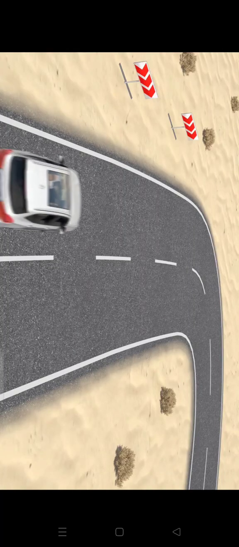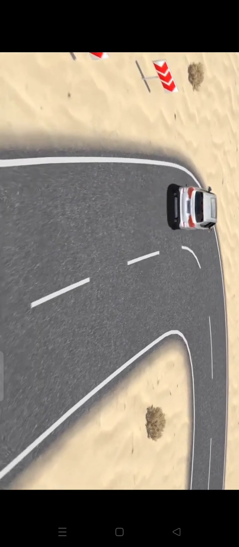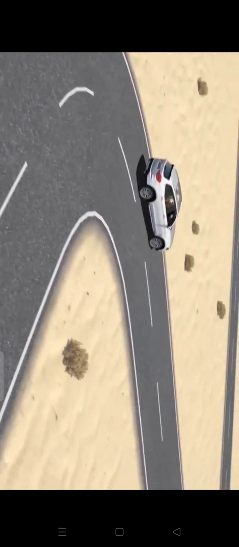Turn warning sign. It is a rectangular sign with a white background. Inside it are red arrows that indicate the road turn direction. It is used in the areas of hidden turns, invisible turns.